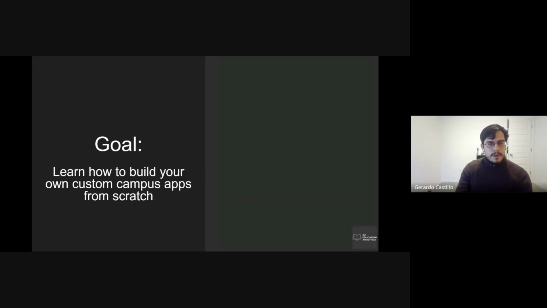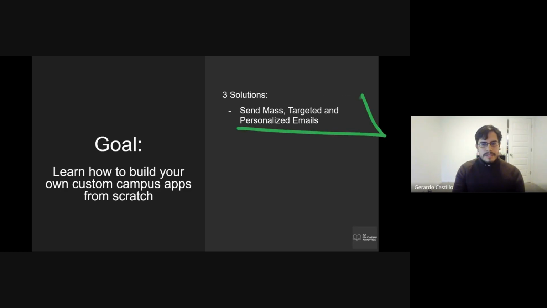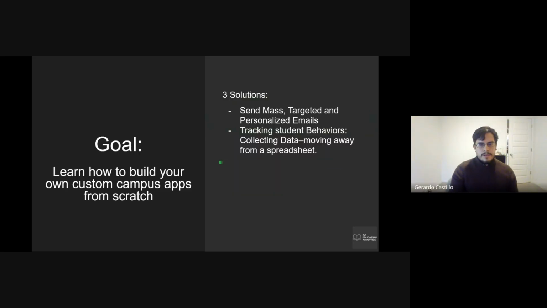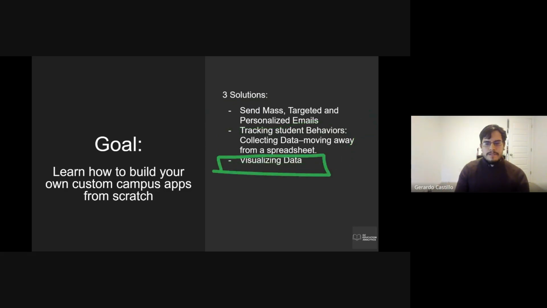The goal of today's 1 hour lesson is to learn how to build your own custom campus apps from scratch. We're going to try to build 3 solutions today. One of them, we're going to send mass targeted and personalized emails. We're going to create a behavior tracker. And then finally, we're going to see if we can visualize a lot of this data. We're going to do this within 1 hour, 3 solutions very quickly.